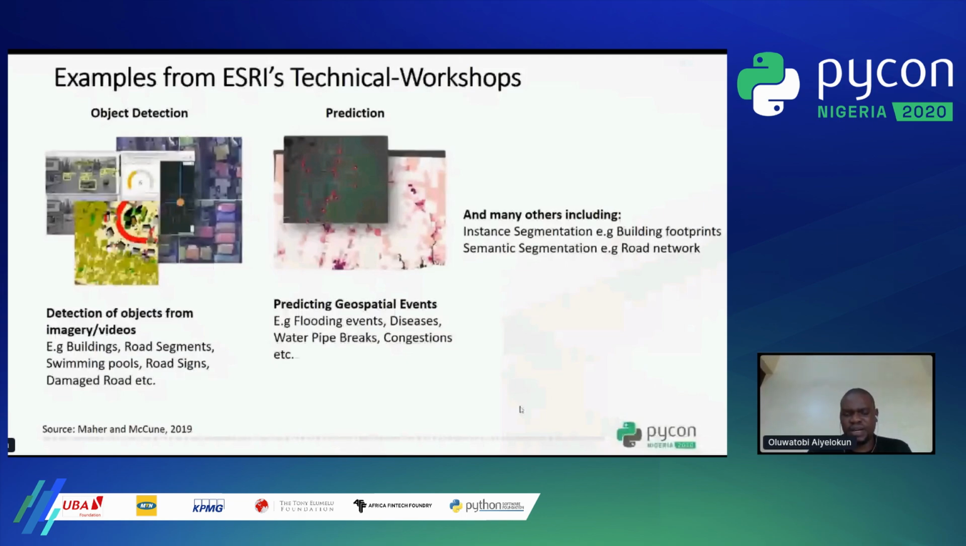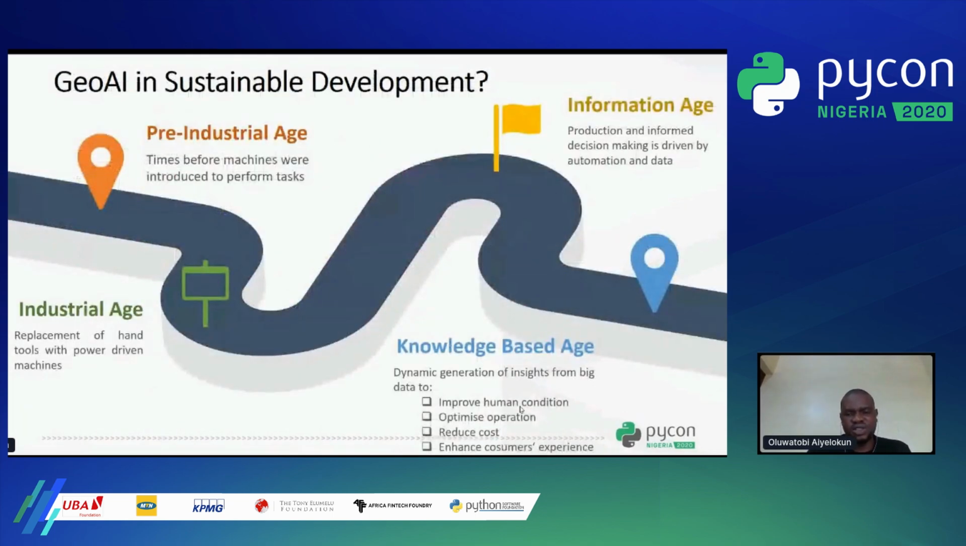There are many other instances of GeoAI based on Esri's workshop and their past work. Another instance is instance segmentation, which is bringing up building footprints. And that one is semantic segmentation, which is road network prediction and delineation. So the topic we are considering is basically Python for SD.